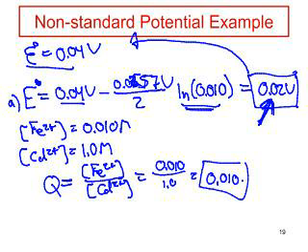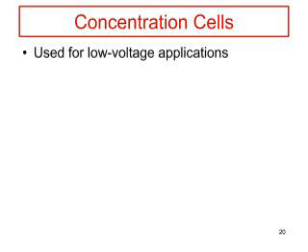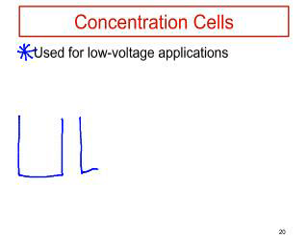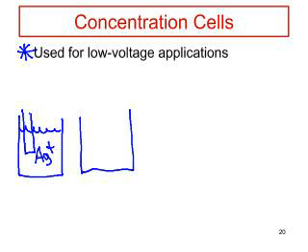One application of this idea, the fact that potentials are dependent on concentration, is you can make something called a concentration cell. We're going to draw a diagram on this next slide. These are used for low voltage applications because they make a very low voltage. Let's draw a picture. This is going to be a concentration cell. We have one compartment here and another compartment here. This compartment is going to contain silver ions, and we're going to have in this compartment a silver electrode. So imagine this is a silver electrode sitting in a solution of silver ions.